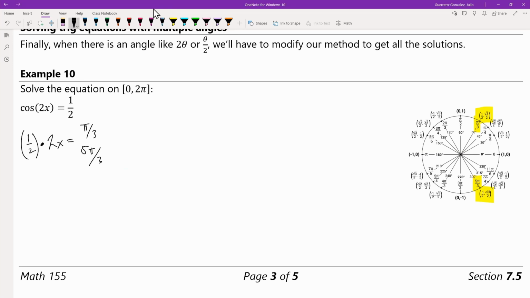Since I'm multiplying by 1/2 on everything on this side, that cancels the 2. But then I have to do the exact same thing over here, so I'm going to multiply by 1/2 here. Now on each one of these, we have a multiplication of fractions, and my x stays by itself. Pi over 3 times 1/2 is going to be pi over 6. And 5 pi over 3 times 1/2 is going to be 5 pi over 6. Now we are done. Boom.